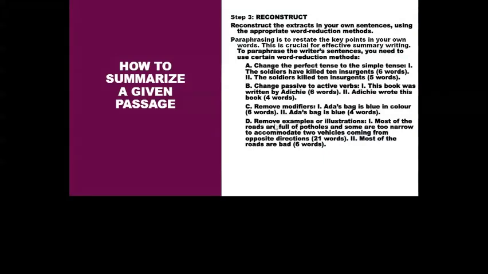So when you remove the examples and illustrations contained in the first sentence, most of the roads are full of potholes and some are too narrow to accommodate 2 vehicles coming from opposite directions, all you are saying is that most of the roads are bad, and you only need 6 words to say this. But with the examples and illustrations, you need 21 words. So you can see how summarizing can effectively eliminate unnecessary words and phrases and give you a very concise sentence.